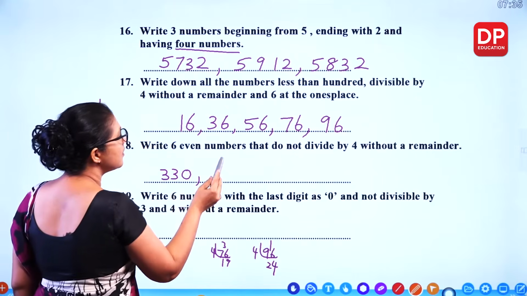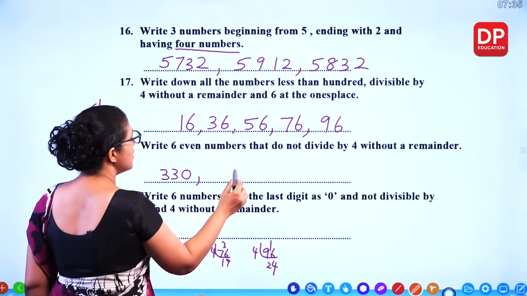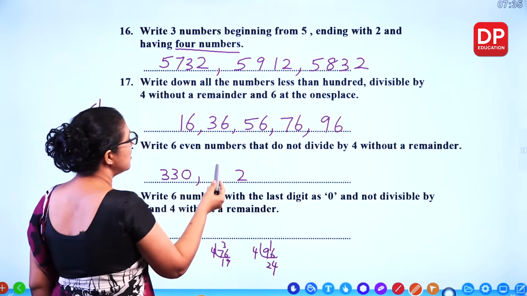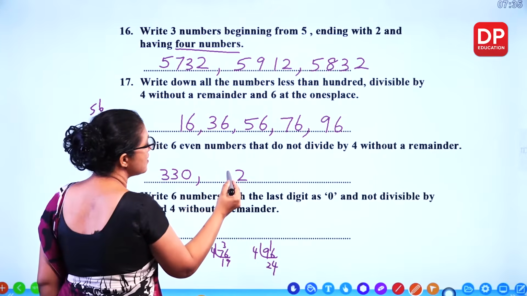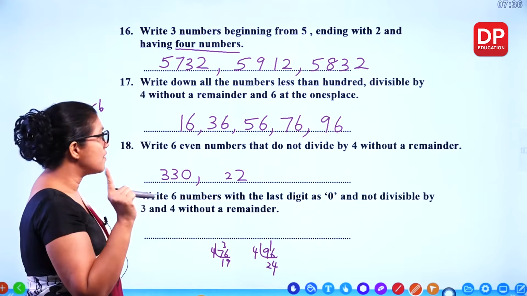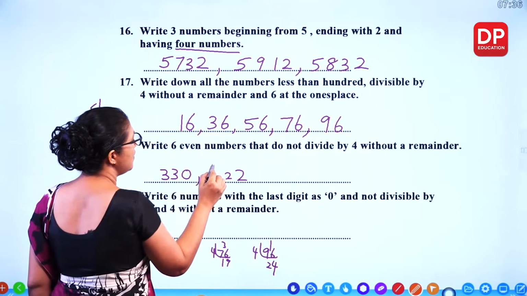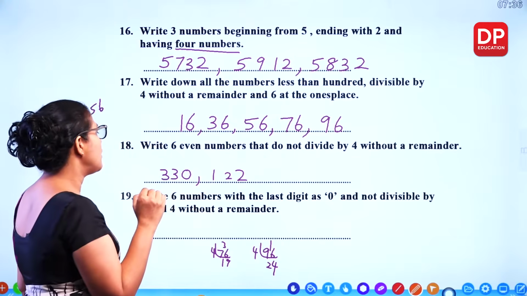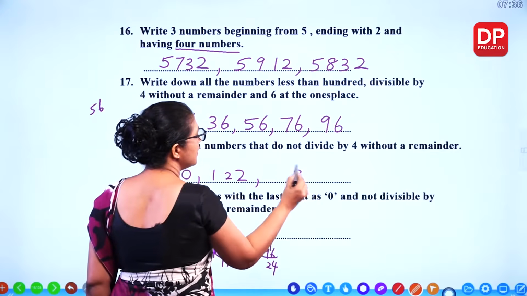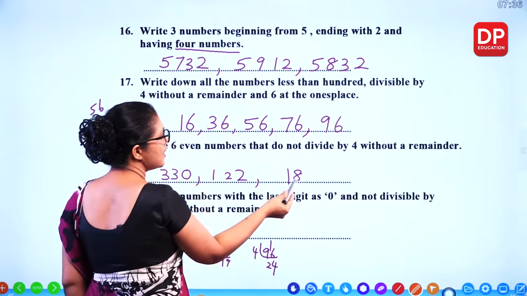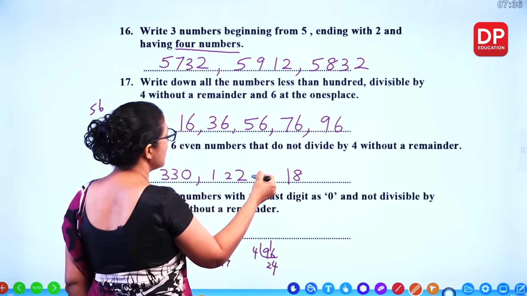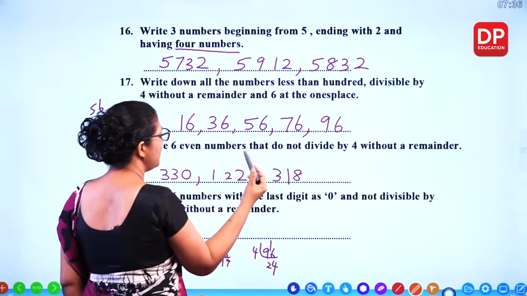Another one. You can put 2 as the last digit. And what about this? It can be 22, which should be there because it's not divisible by 4. And here we'll put any number, 122. Then another number, 18. It's not divisible by 4, and you can put any number here, 318.